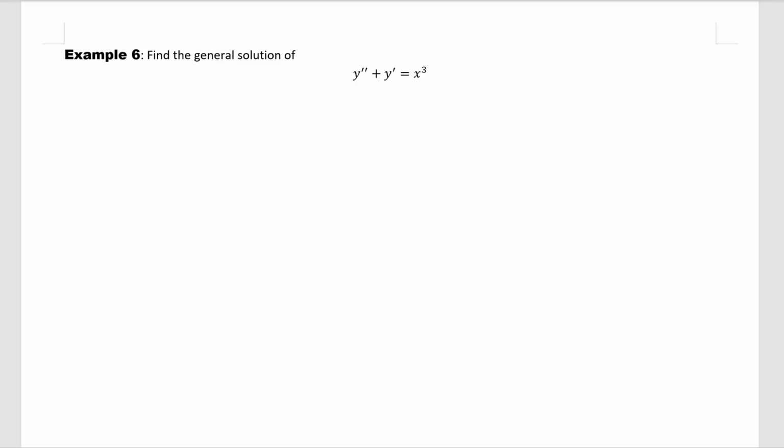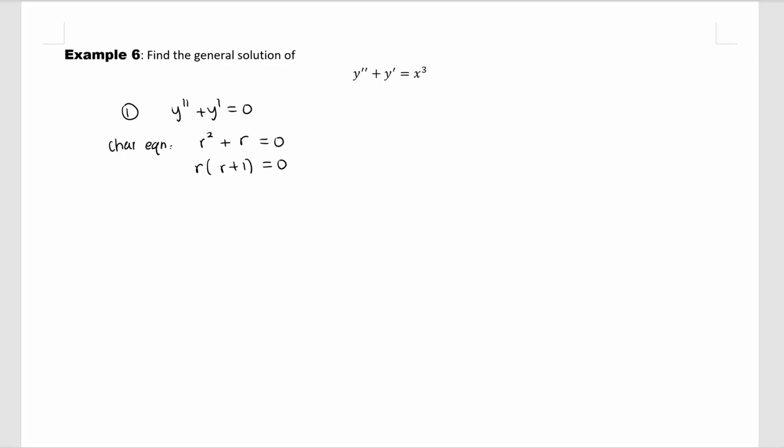Hi everyone, let's continue. So let's continue to example 6. Alright, the first step, we want to compute the homogeneous differential equation. So what is the corresponding characteristic equation? Well, that's r squared plus r is 0. So let's factor it. We can factor the r.